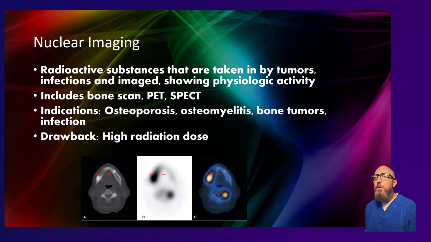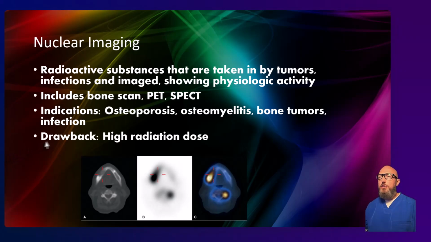All right, on to nuclear imaging, something we might not be that familiar with as dentists. Just kind of know what it includes, when it might be indicated. So this includes bone scans, PET, or positron emission tomography, and then SPECT scans. The indications are for osteoporosis, that's when you do bone scans, osteomyelitis, anytime you suspect a bone infection or bone tumor, or other types of infections and how they spread.